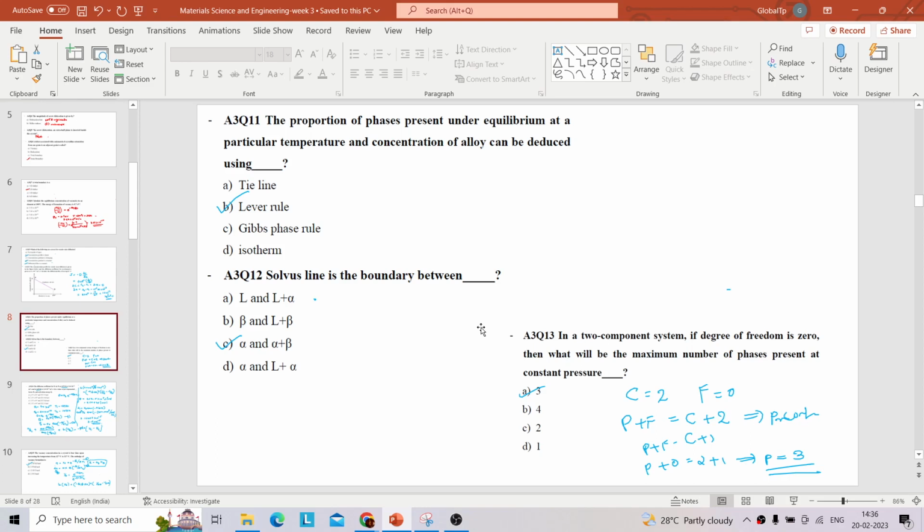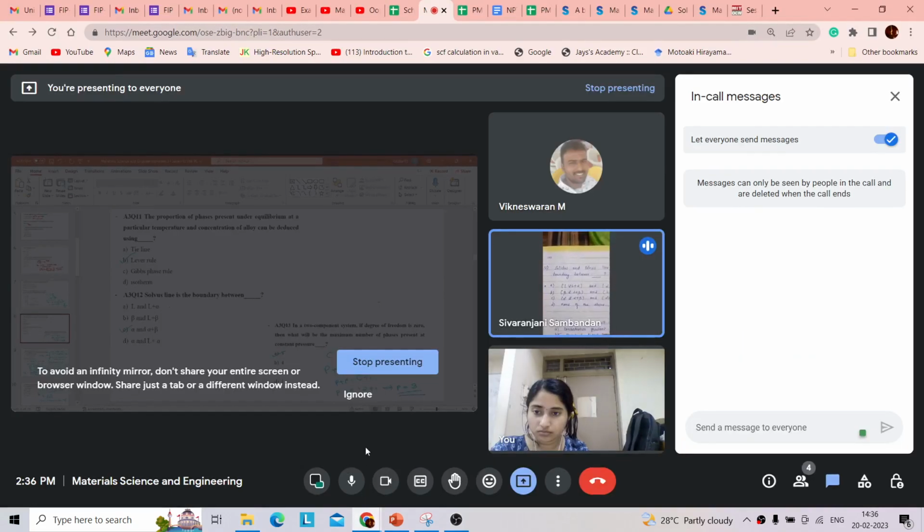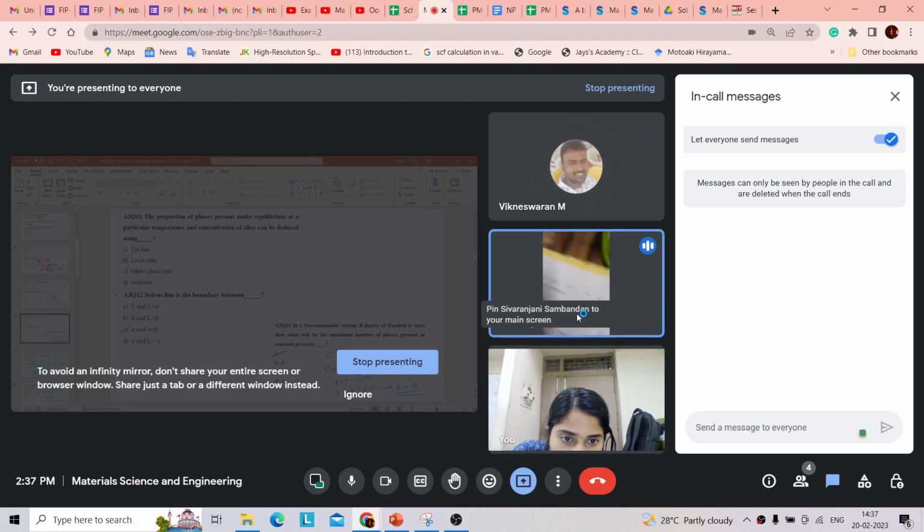Can you see? I am showing that question to you here. It says like this: solidus and solvus line. If I keep it like this, the question is written like that. No, the answer is nothing is there, right?